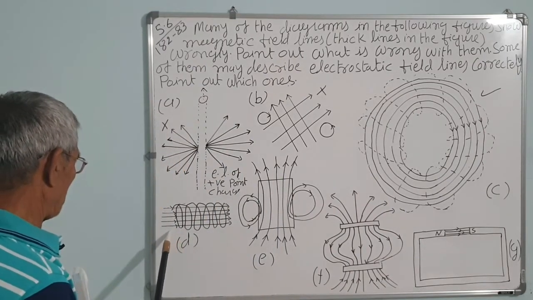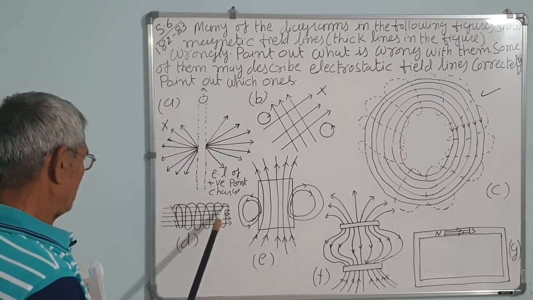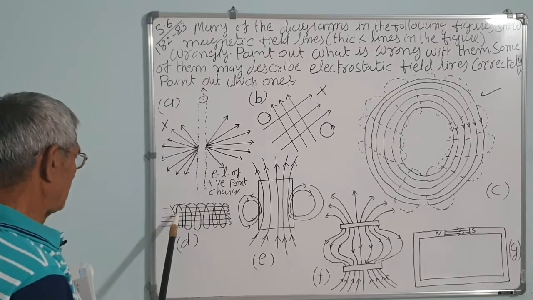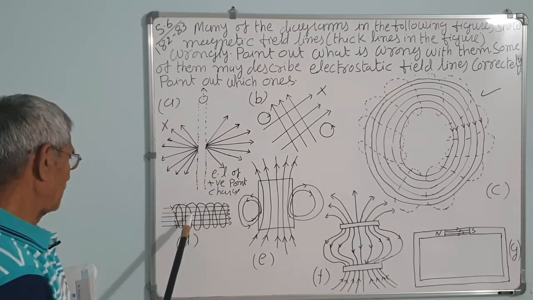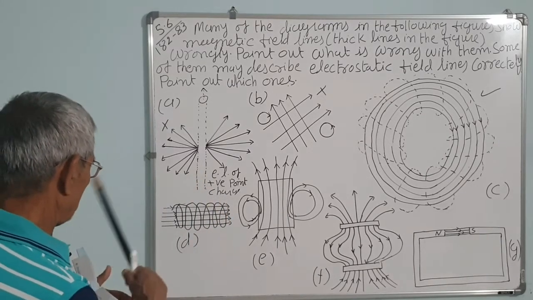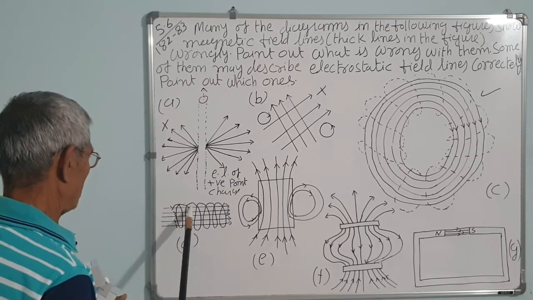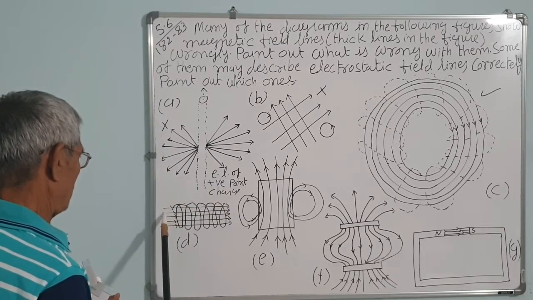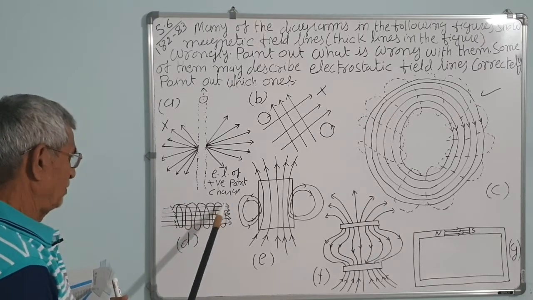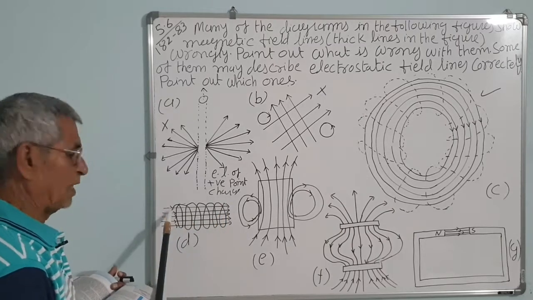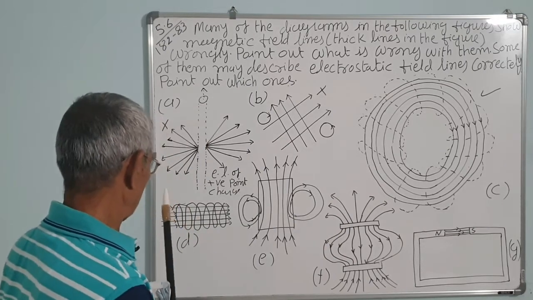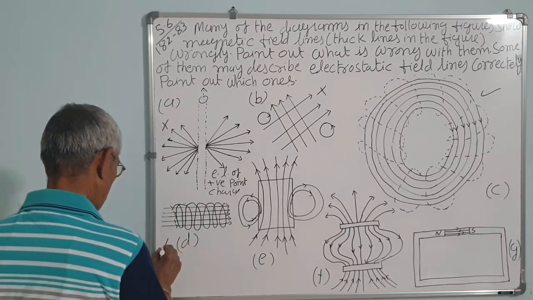Now D, this is also wrong. In the solenoid, the field lines are not uniform or concentrated at the end points. Here uniformly it is shown. In the center it is all right, but at the ends they fade away. That is, the lines are going like this. Inside this, they are confined. Correct? So they are never parallel at the ends. So this is also a wrong one. This is wrong.